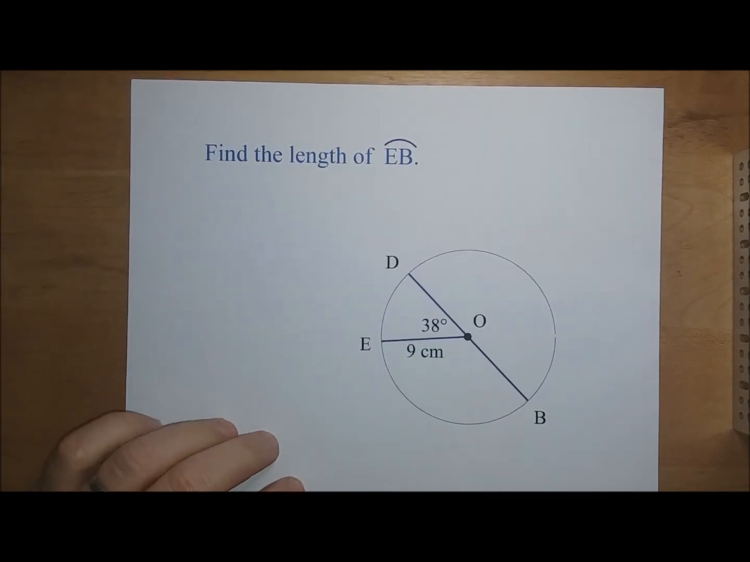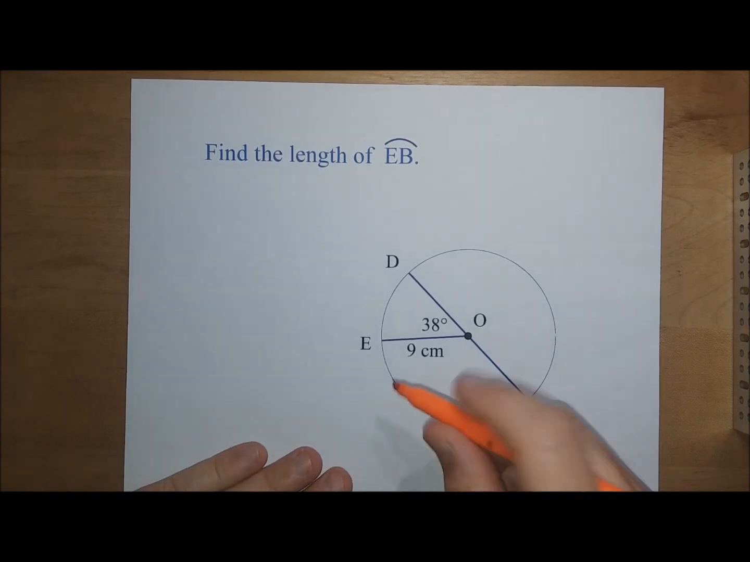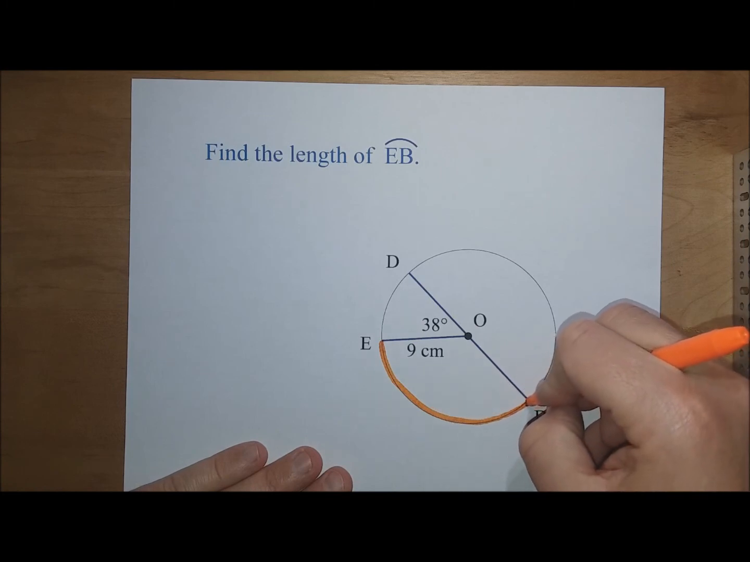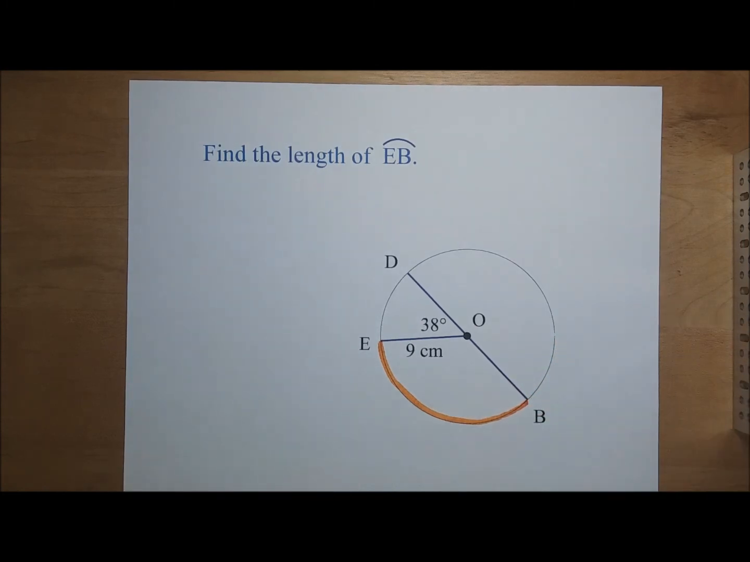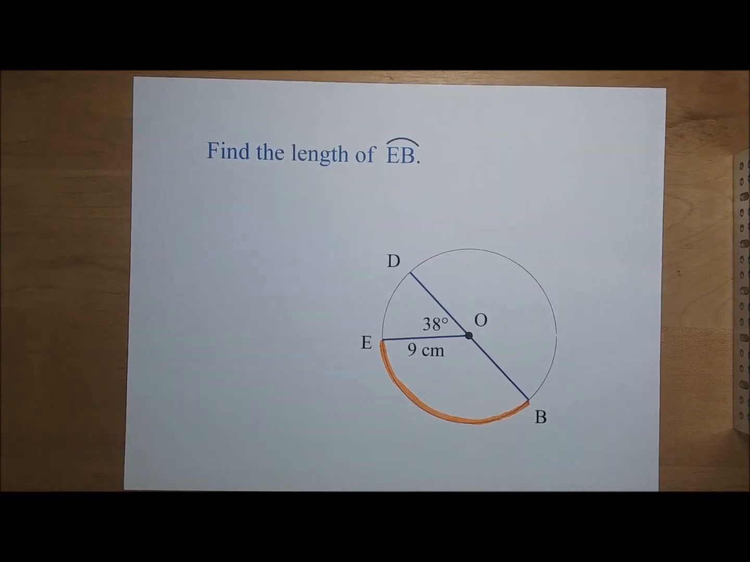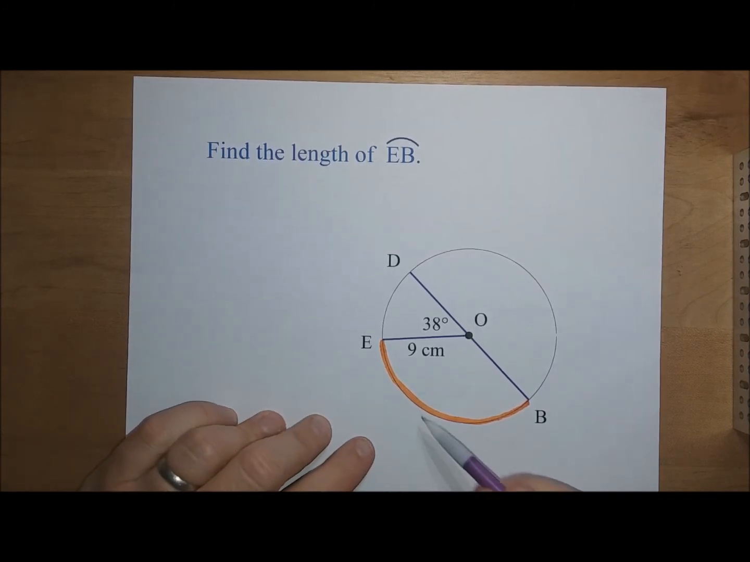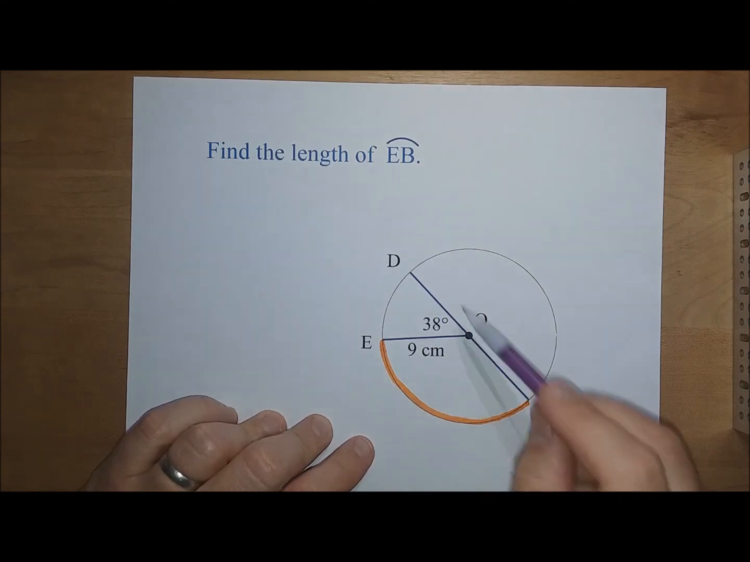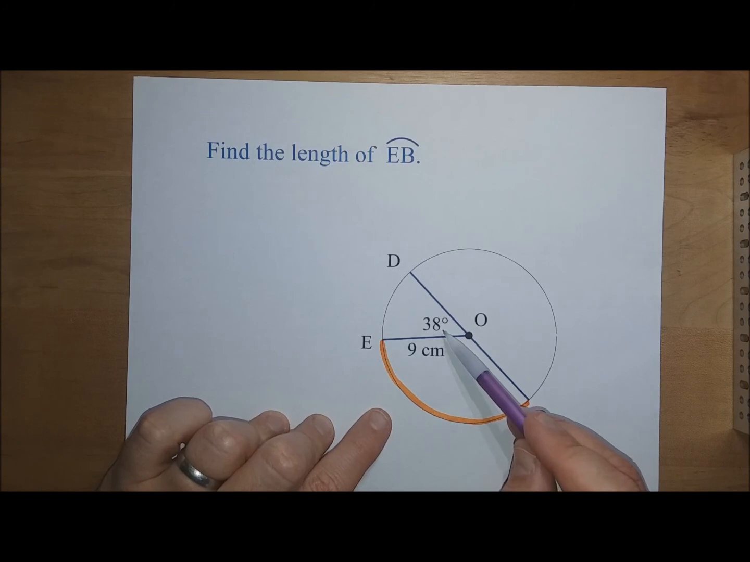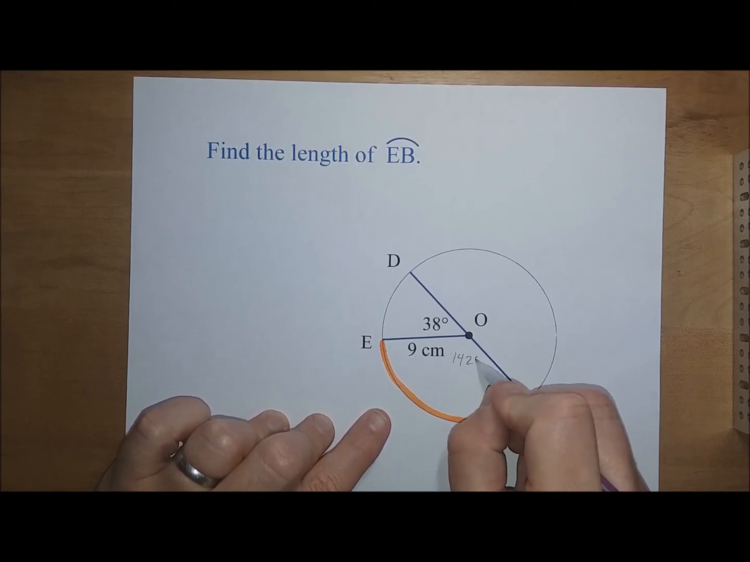Here, could we find the length of arc EB? Okay, read these carefully because they've got a little bit of a twist here. Arc EB. Okay, that's what they want. Well, what's the measure of the central angle of arc EB? It's going to be 180 minus 38 because DB is a diameter, right? So 180 minus 38 is going to give me 142 degrees.